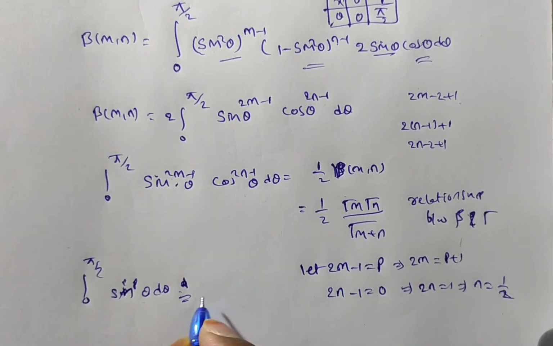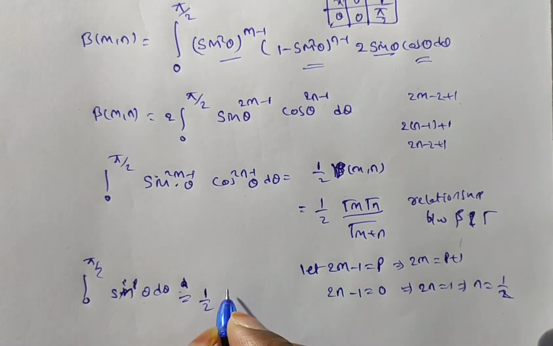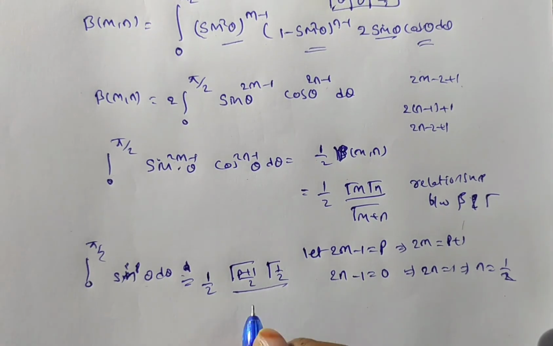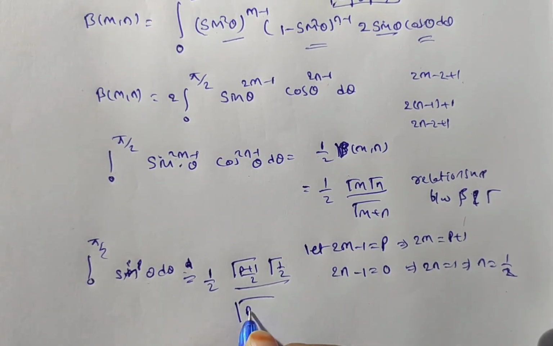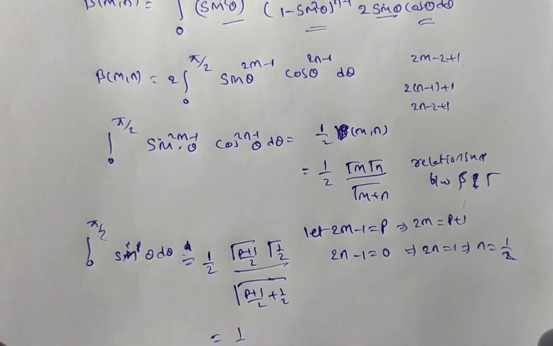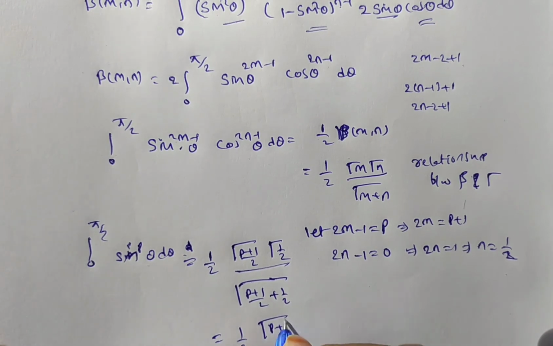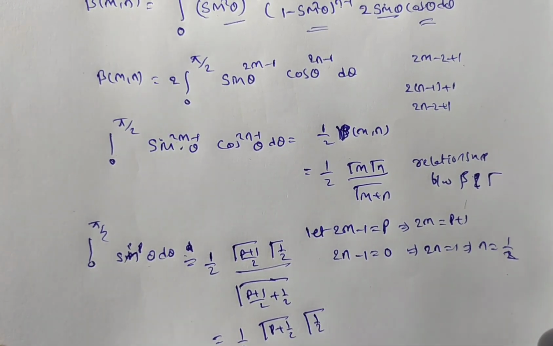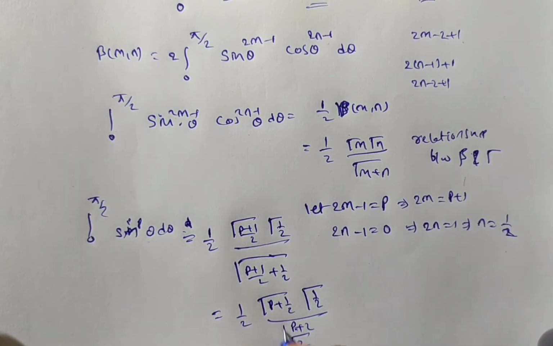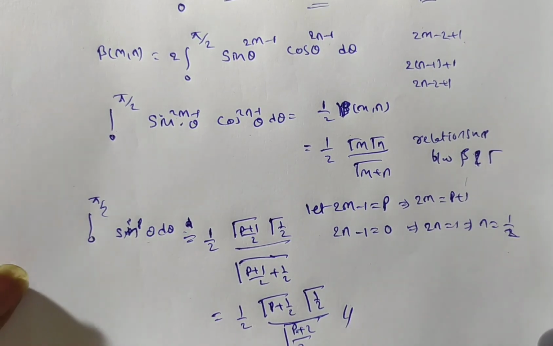Now you substitute in the right side: 1 by 2 times, what is m? Gamma of p plus 1 by 2. What is n? Gamma 1 by 2, divided by gamma of m plus n. What is m plus n? P plus 1 by 2 plus 1 by 2. So this is equal to 1 by 2 times gamma of p plus 1 by 2 times gamma 1 by 2, divided by gamma of p plus 2 by 2, taking the LCM 2. Hence proved. You check it here, this one.